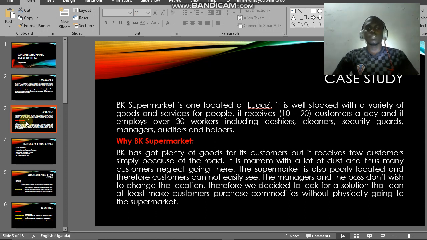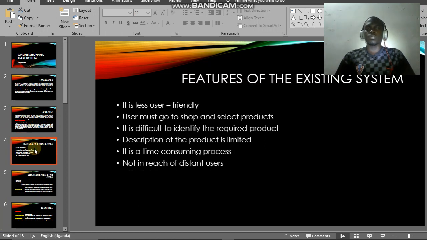Therefore, we decided to look for a solution that can at least make customers purchase commodities without physically going to the supermarket. So we want to design a system that can help customers get the services and goods that they desire without physically going there, without physically passing through the burdens of the poor roads, the dust, and all that. So that's why I chose the online shopping cart system.